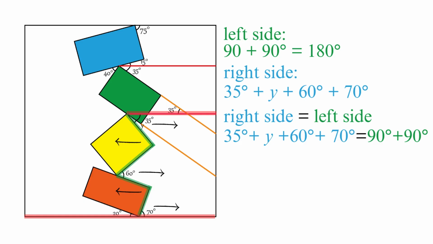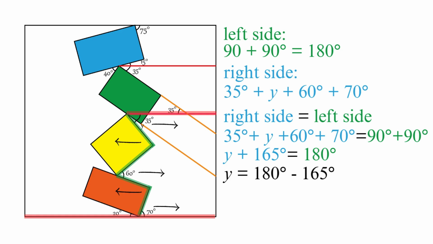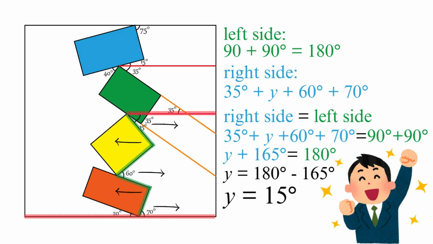Simplify easily. Y plus 165 degrees equals 180 degrees. And finally, solving for Y gives Y equals 180 degrees minus 165 degrees equals 15 degrees. And there you have it. Our mystery angle Y is exactly 15 degrees.